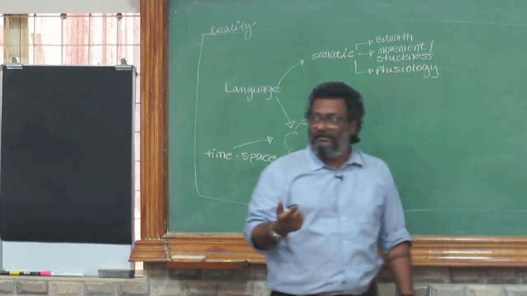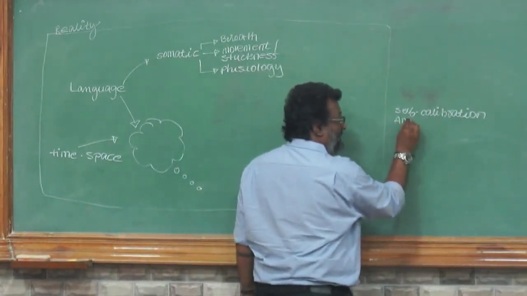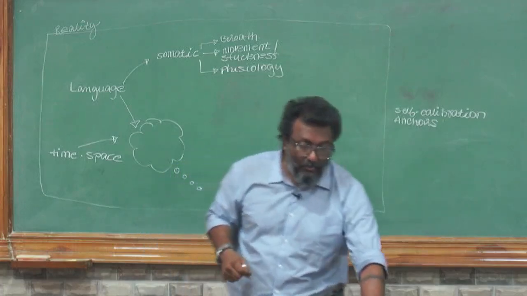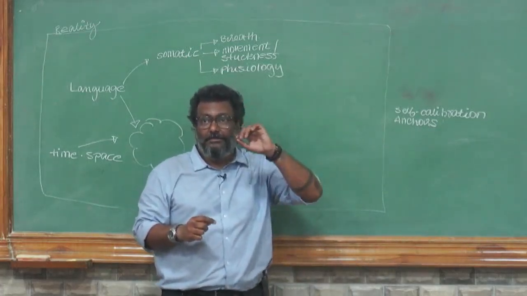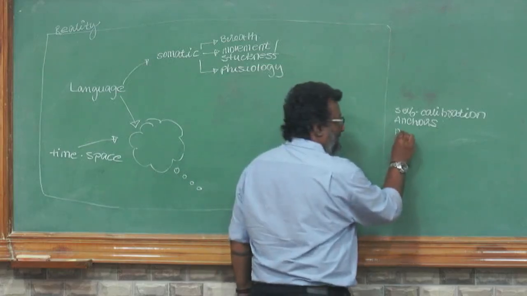That's what we need, self-calibration. We need access to our sacred spaces, our anchors. We need access to our own self-anchors, and we need the ability to access the meta states, dissociate.